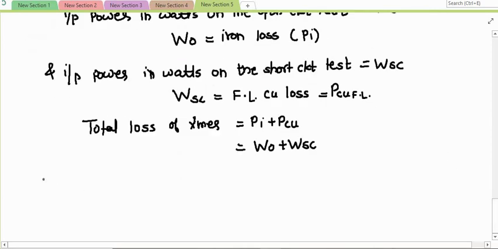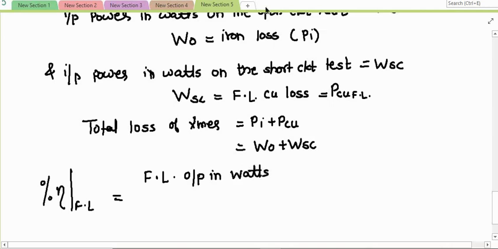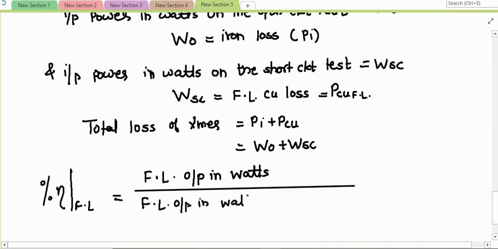Then we know what is efficiency at full load. Percentage efficiency at full load will be equal to full load output in watts divided by full load output in watts plus W0 plus WSC, means iron loss and the copper loss at full load, into 100.